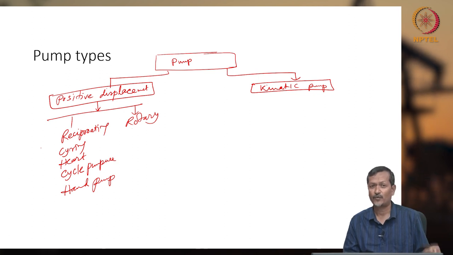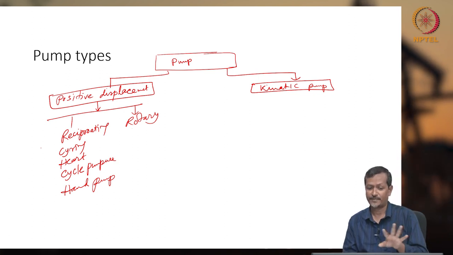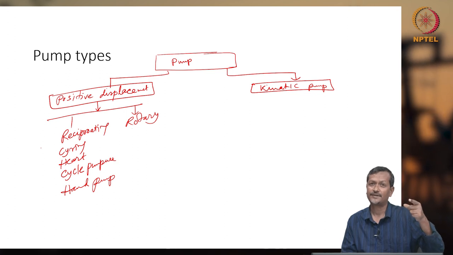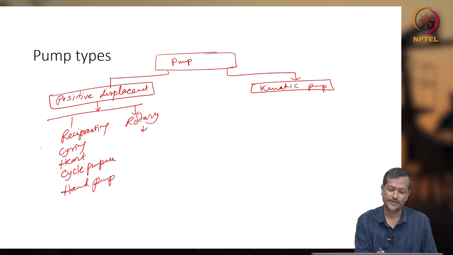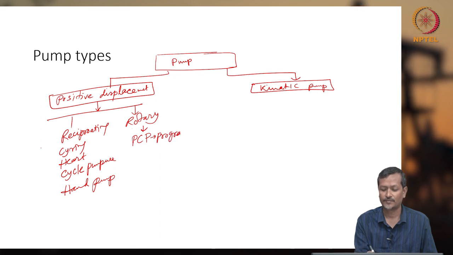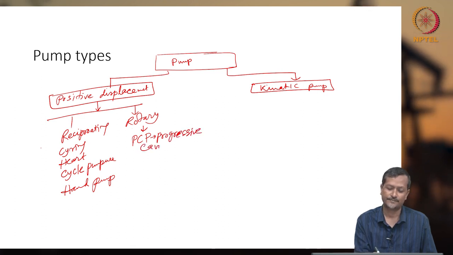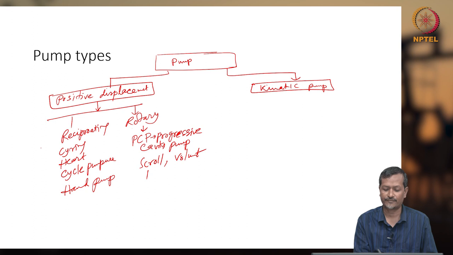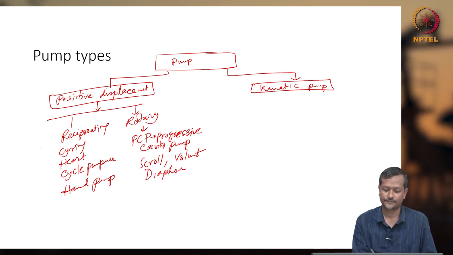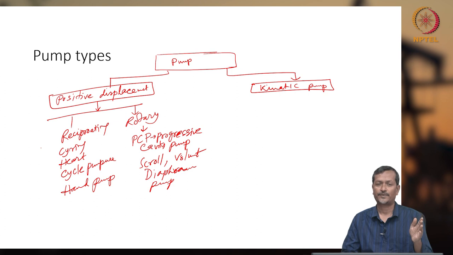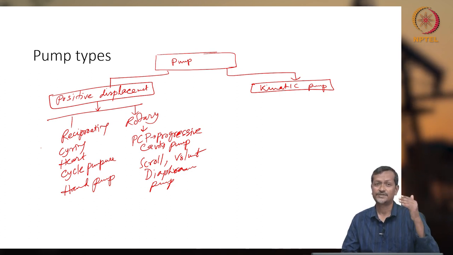For rotary type pumps, centrifugal pump is not a rotary type pump here as per my definition. A rotary pump is a positive displacement pump, and it is linked with your speed. If you change the speed, your flow rate will change. The example is PCP, the progressive cavity pump you use for an artificial lifting system. There will also be scroll pump, volute pump, diaphragm pump. So there are different types of pumps: PCP, volute pump, scroll pump, diaphragm pump. Those all come under the positive displacement type pump.